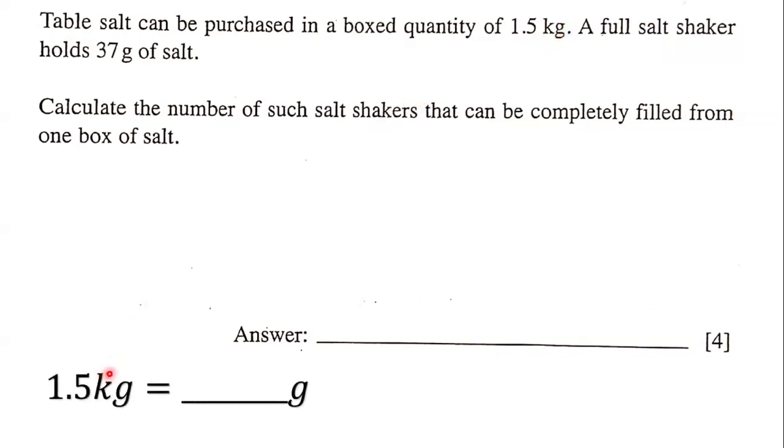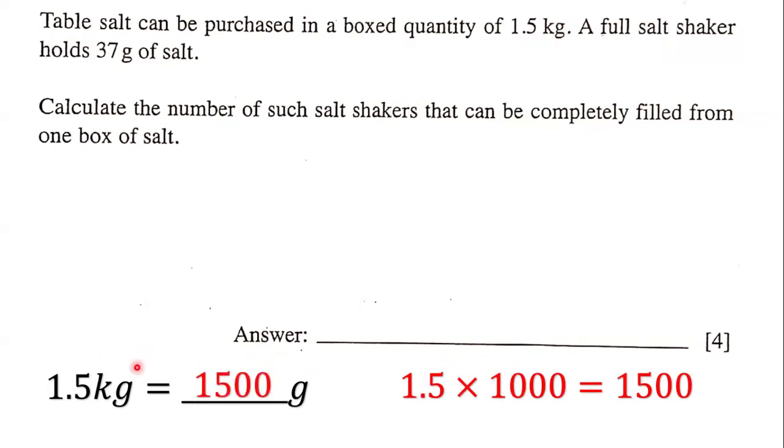What is 1.5 kilograms in grams? How many grams is 1.5 kilograms? In order to do this, we're going to take 1.5 and multiply it by 1,000. So 1.5 times 1,000 is 1,500. And so that means that 1.5 kilograms is equal to 1,500 grams. And so that means that inside of this box of table salt, there is 1.5 kilograms, which is 1,500 grams.